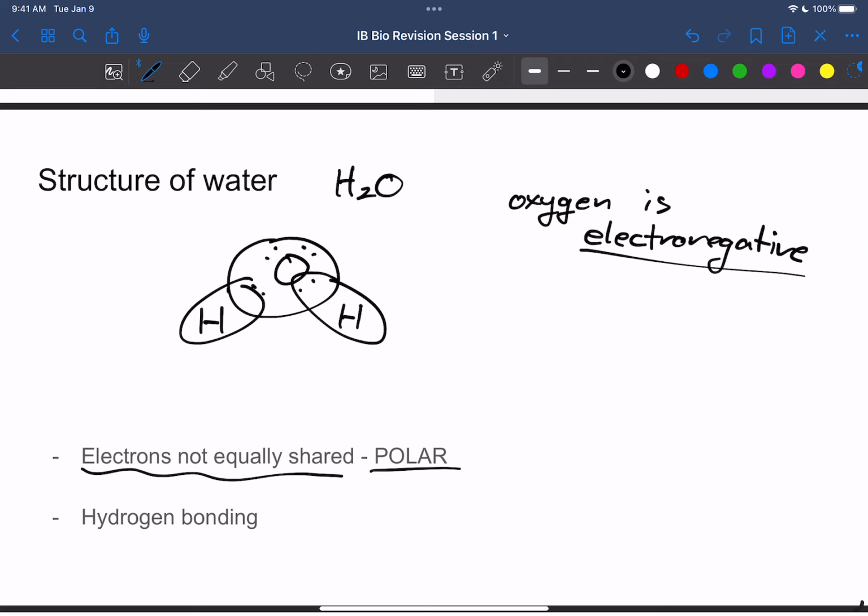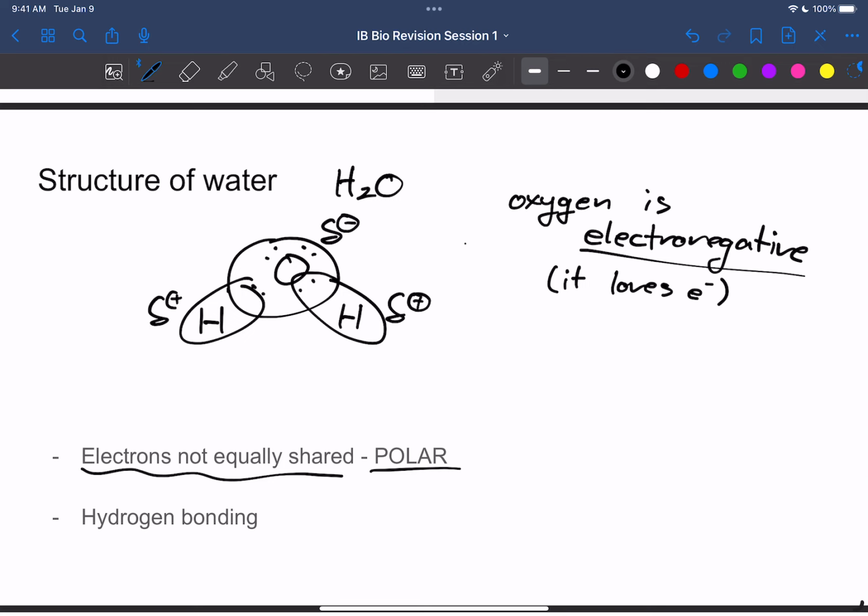Oxygen is electronegative, and this just means it loves electrons. So if it really loves electrons, it's going to want them really close to it. So we're going to have something like this. And this creates partial charges. And the way we refer to them is delta. So partial negative and partial positive.